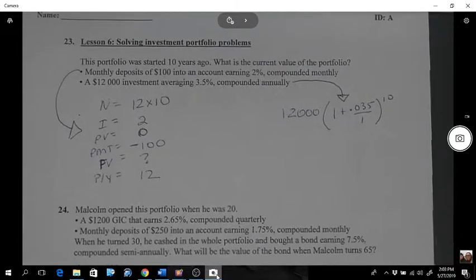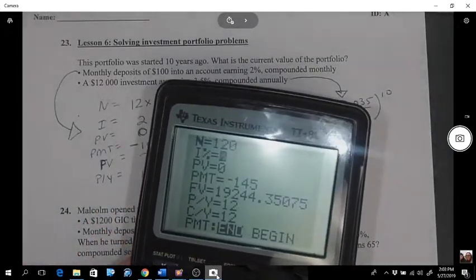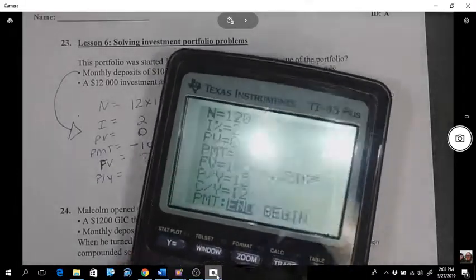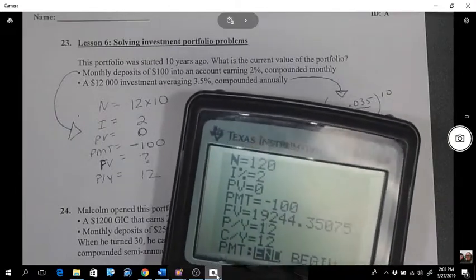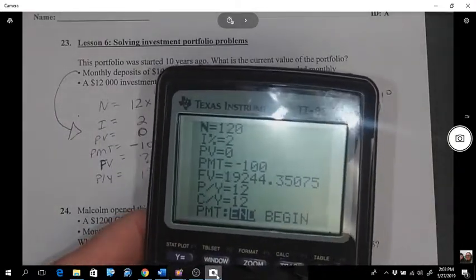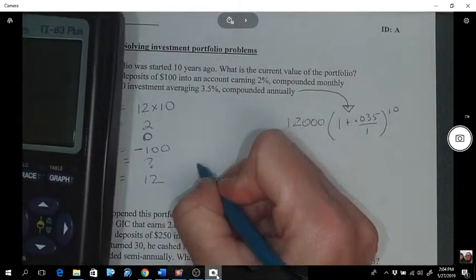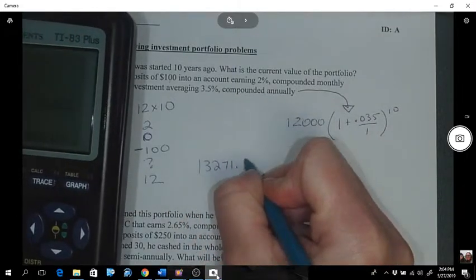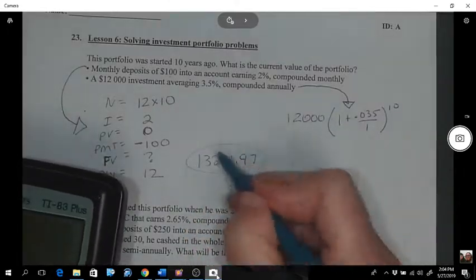Okay, so into our solver: 120, 2%, 0, negative 100, and 12. So we got all that in there. The future value, the solve, is 13,271.97. Okay, so that's that part.